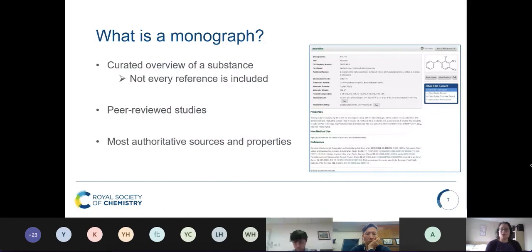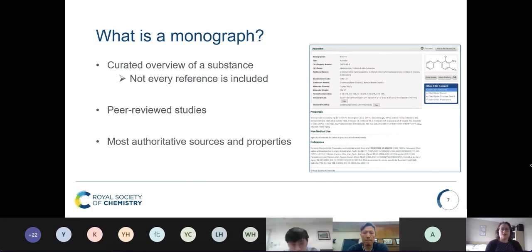So this means that we do not have every single reference about a substance. So this is different to what you would find if you searched SciFinder or Reaxys or Scopus. We are not going to give you every paper that this compound is mentioned in. But what we are going to give you is the most useful and the representative papers of the work that is about this compound. So our criteria for including a paper in a monograph is that they must be peer-reviewed studies. So we are limited to journal articles and also to patents. So we have quite a few patent citations about our compounds.